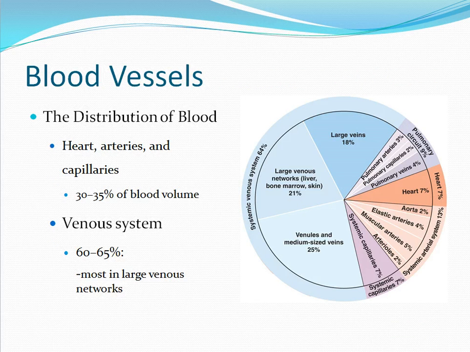When we look at the distribution of blood in the body, it is not evenly distributed between the arteries and the veins. The heart, arteries, and capillaries hold about 30 to 35% of the total blood volume. The venous system holds the other 60 to 65%, most of which is found in the larger venous networks. As a result, the venous system is known as the capacitance vessels.